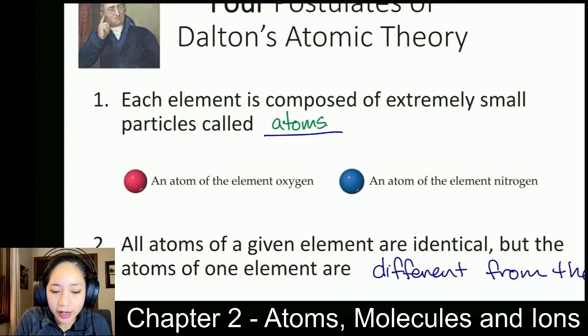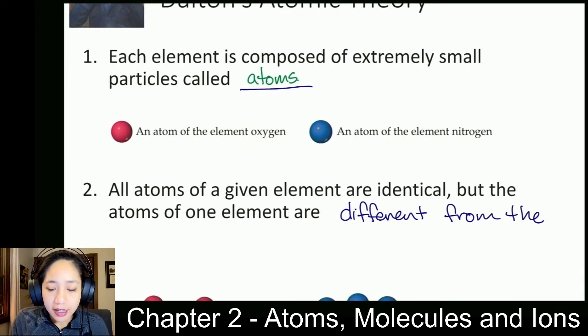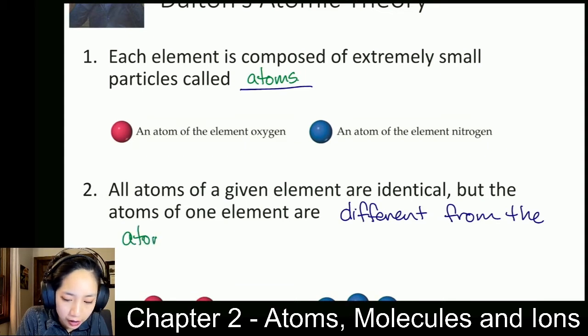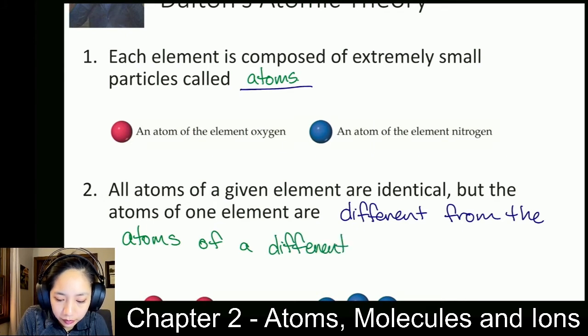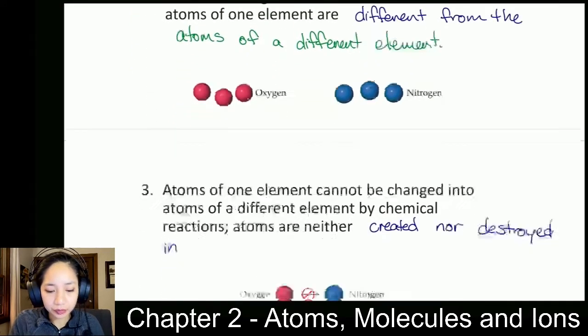We can have an atom of the element oxygen or an atom of the element nitrogen. The second postulate showed how atoms can be different. All atoms of a given element, so the element oxygen, are identical, but atoms of a different element are different. The atoms of one element are different from the atoms of a different element. It was a lot of experimentation and observation that allowed him to put together these postulates, this theory.